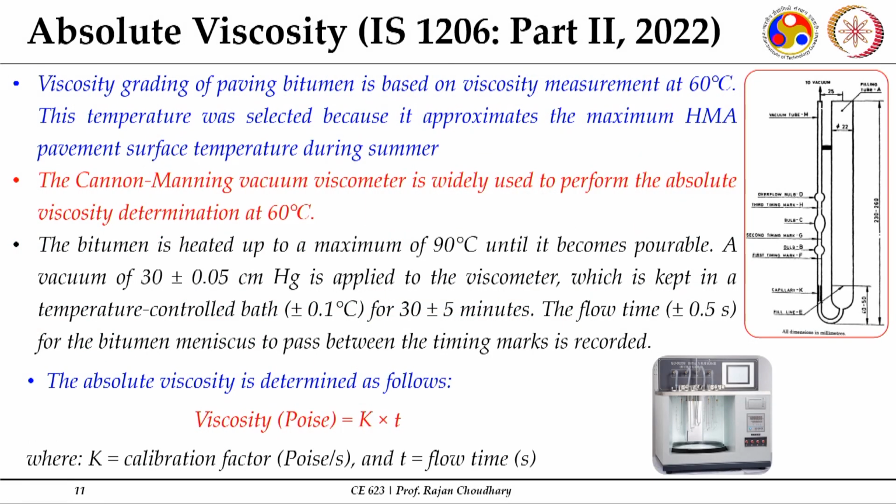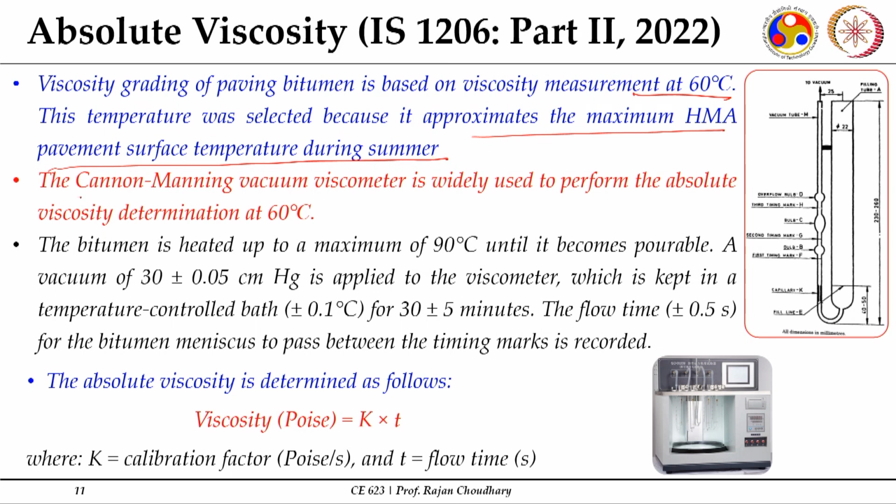Now, what is done specifically, broadly I will explain. In this viscosity measurement, we do the measurement at 60 degree centigrade, because this is what was considered as the maximum temperature which can be expected in a bituminous pavement after its construction. This is because it approximates the maximum HMA pavement surface temperature during summer. So, that is why 60 degree was the temperature which was fixed.